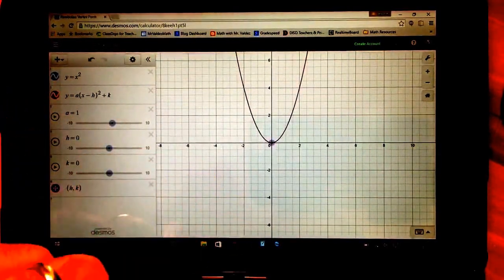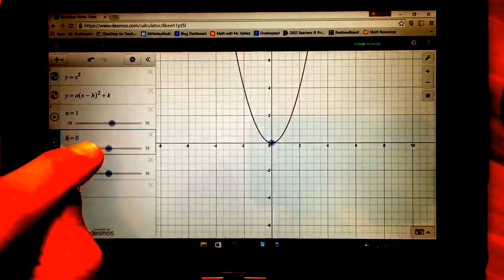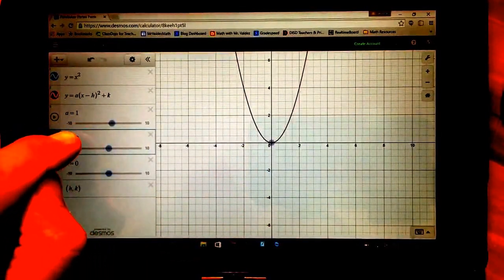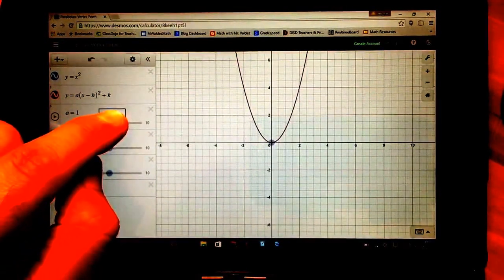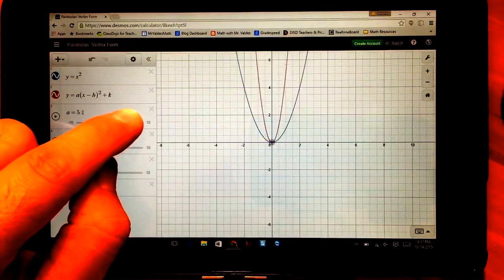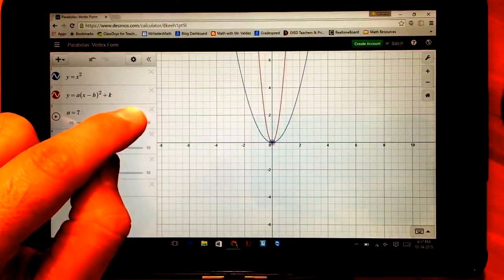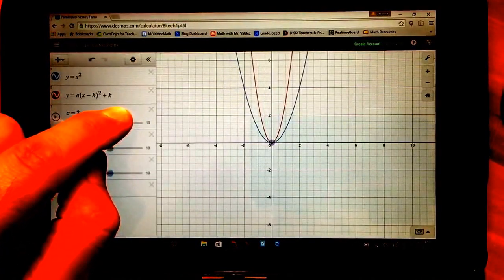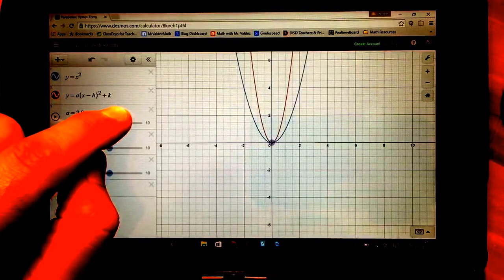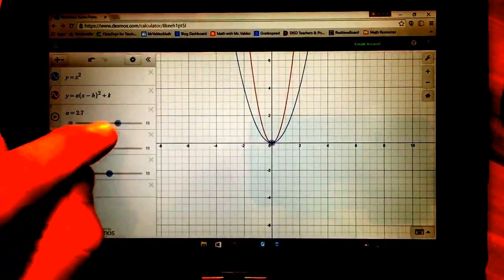So compared to the parent function, remember this is the same shape and size as the parent function, what happens when A is greater than 1? It gets narrower than the parent function. Now notice right now the parabola is getting wider, but I'm still narrower than the parent function. My A value is still greater than 1.